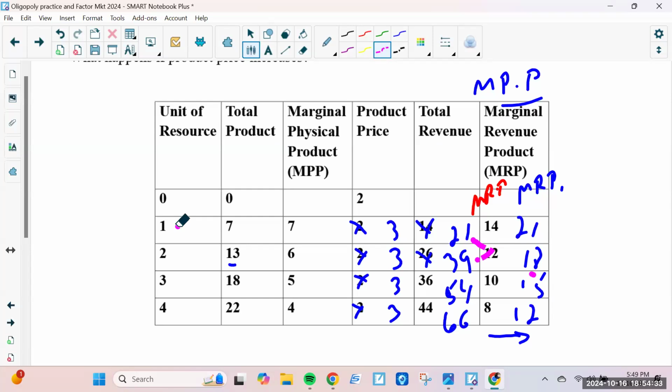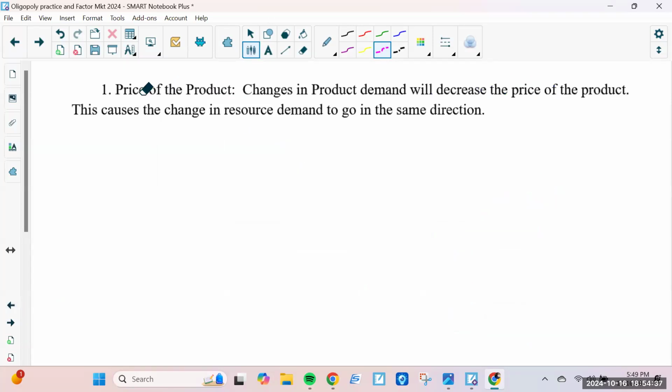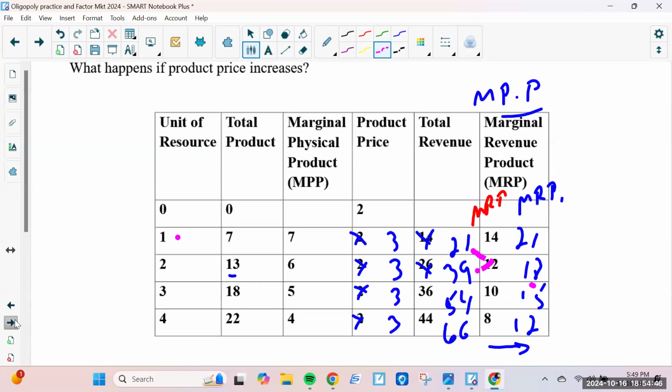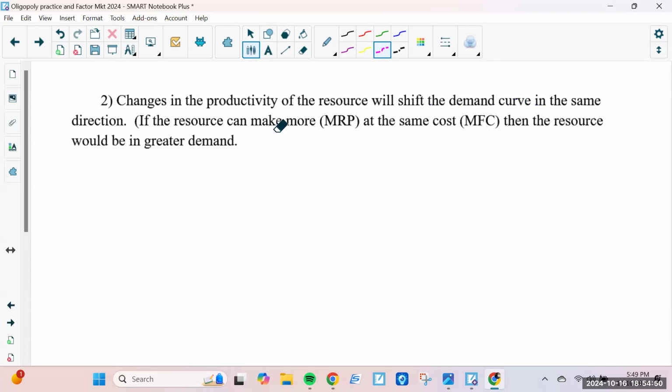What I want you to get out of this is that anytime the price of the product changes, it changes the demand for the worker. When the price of the product changes, it changes the demand for the worker, and they work in the same direction. The second thing that shifts the demand for the worker is the productivity of the resource, how productive the resource is. In other words, what's happening with their marginal product.